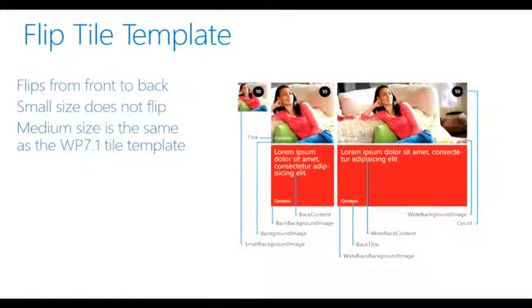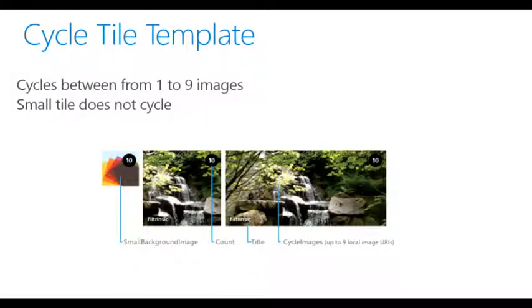So every tile template has got a whole bunch of properties that you can set. You can see them all called out on here for the flip tile. This one, like I said, flips from front to back, unless it's the small size, which doesn't flip. But you can set the title, you can set the count on the front, you can obviously set the background image, and then on the back, there's a background image, there's the back content, which is a longer string you can put on there, and then also on the wide tile, you've got even more text you can put on there, and a back title. So you've got lots to play with, and like I said, it's worth taking advantage of these and making really great tiles. Here's the cycle tile.